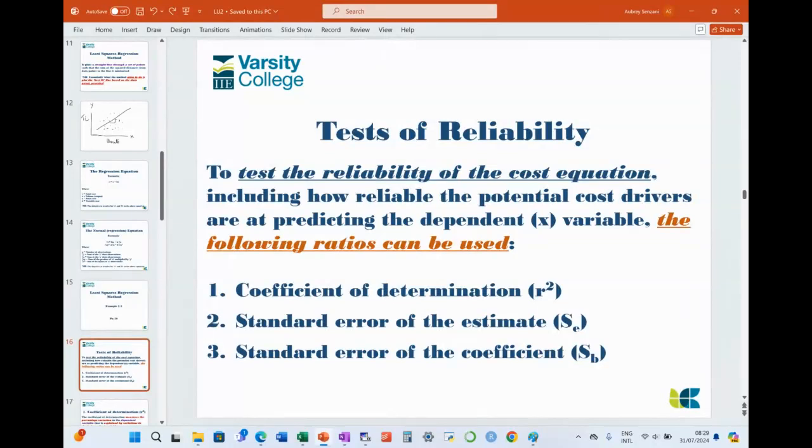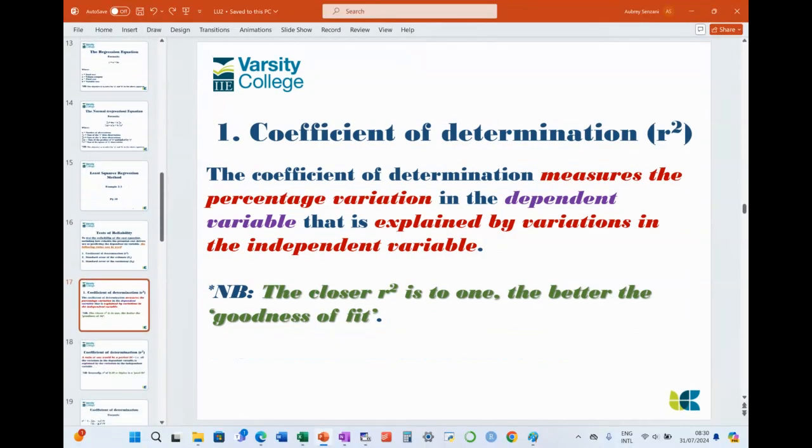The next thing, still speaking to linear regression, is tests of reliability. The first one that we have there is the coefficient of determination. Whew, some deep stuff going on over here. Anybody want to tell me what this thing is?